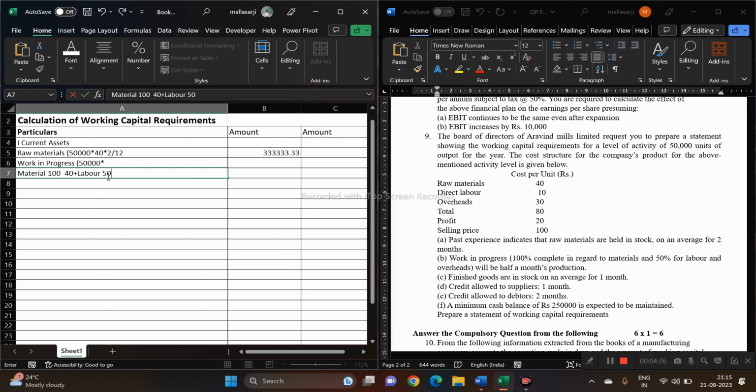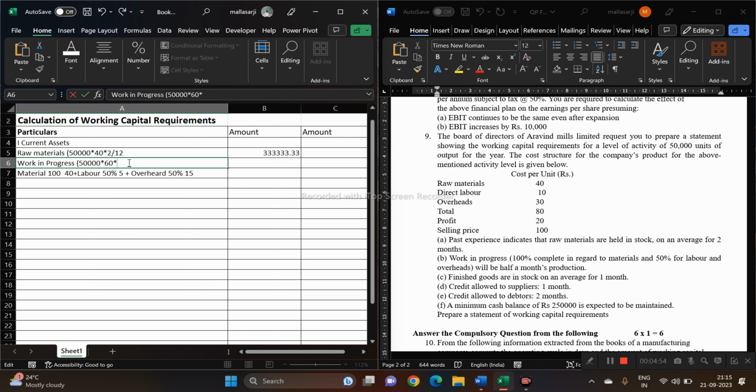plus labor 50%. So what is the amount? 5, plus overheads 50%. 50% of 30 means we are going to get 15. So what is the calculation we get? 40 plus 5 plus 15. So total comes to 60 rupees.